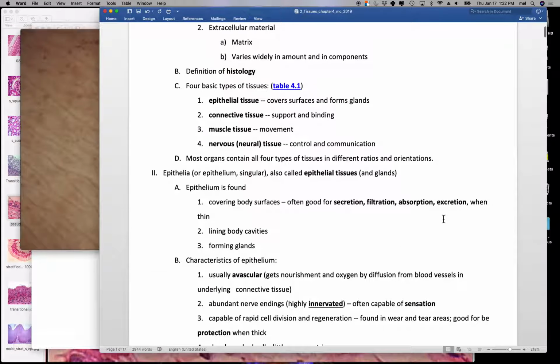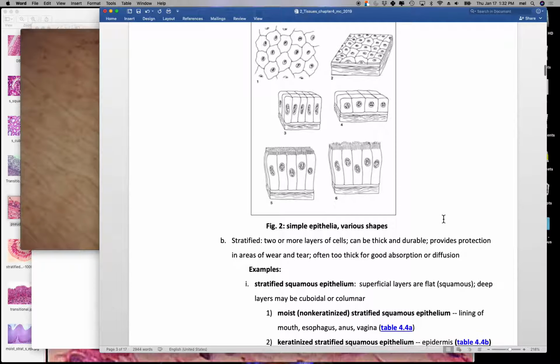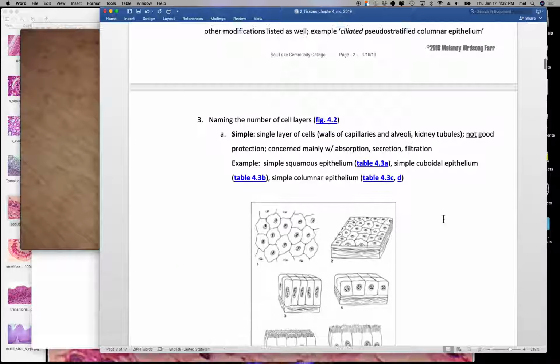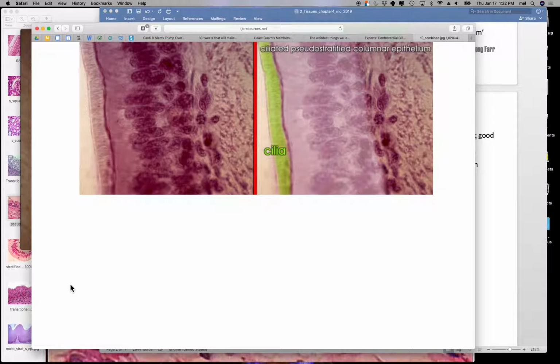Okay, so where were we? That's all of the simple tissues, and then we'll come back. Oh, let me tell you something about the simple tissues as well, or all of the tissues.